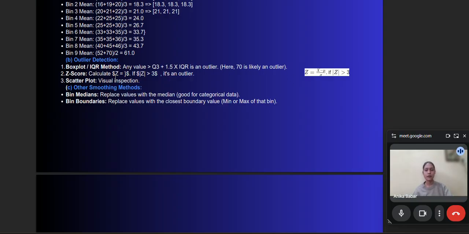Z score: calculate Z equals (x minus mean) by standard deviation. If Z is greater than 3, it's an outlier. Third, scatter plot, visual inspection. C, other smoothing methods: bin medians, replace values with the median. Bin boundaries, replace values with the closest boundary value.